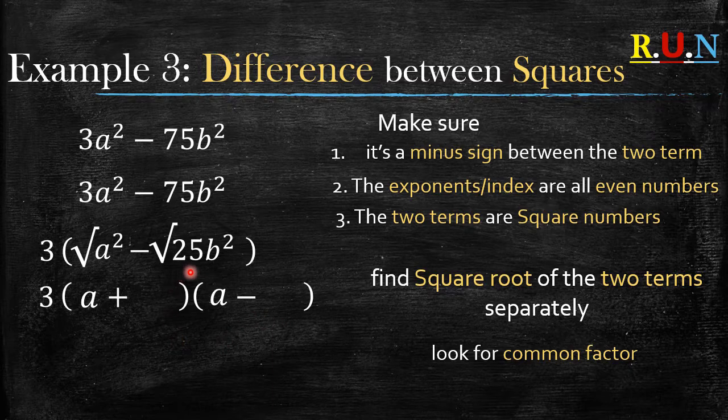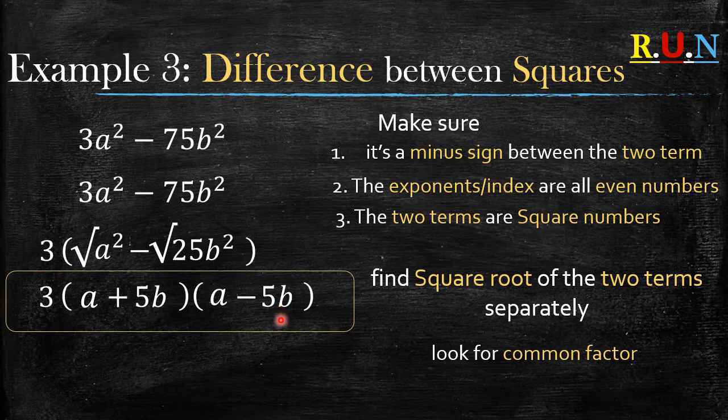And then you look for the square root of 25. Now notice that when you look for the square root of 25, next to the 25 is a b squared, which is also a what? A square number. Now when you square root 25, you get 5. But when you square root b squared, you get b. So it will be 5b. Now when you write it on this side, you also write it on the other side. Okay? And just like that, you have found your answer.